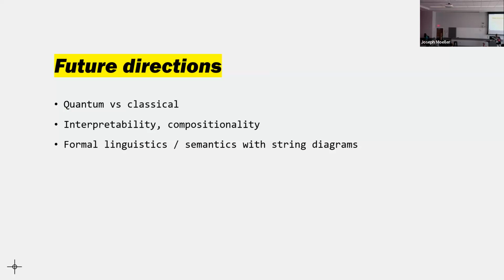The other big question for us to answer is, we say that this model is interpretable, and intuitively it seems to be the case, but what exactly do we mean by that? How exactly do we characterize that? So that's a big question. And lastly, from the more theoretical linguistics perspective, how can we expand this model to model more of English, to model more linguistic phenomena, and more abstractly, how far can we go by doing formal linguistics or formal semantics just using string diagrams, essentially.